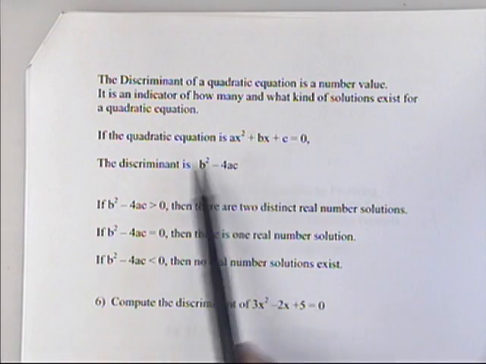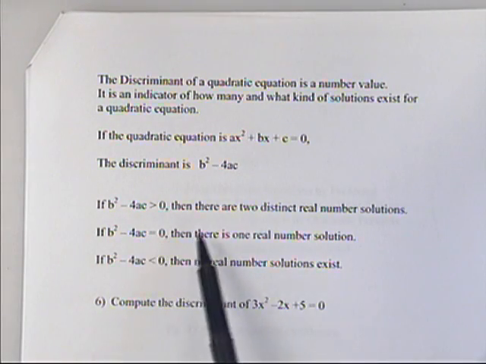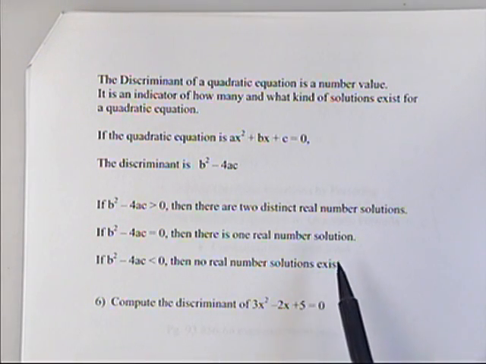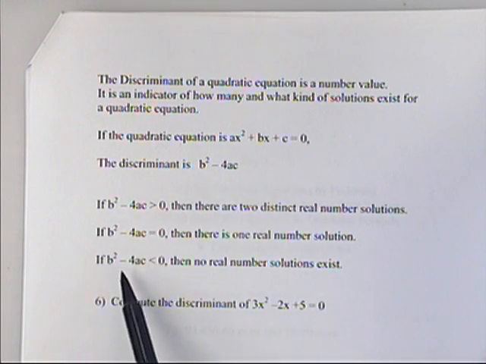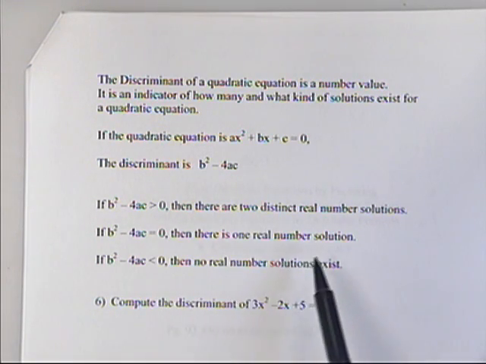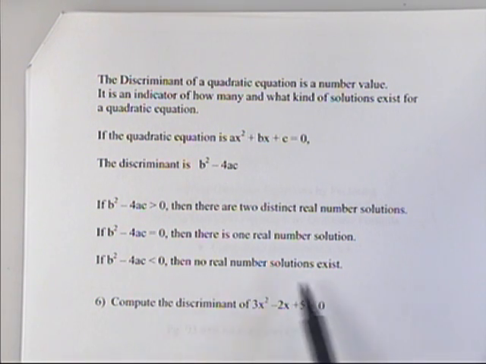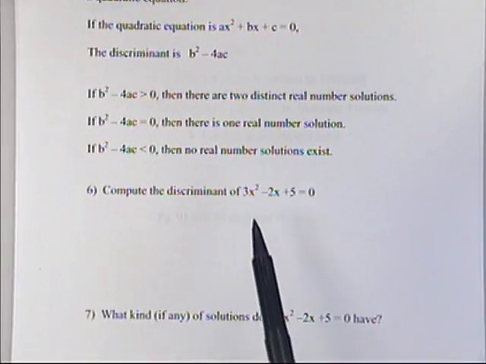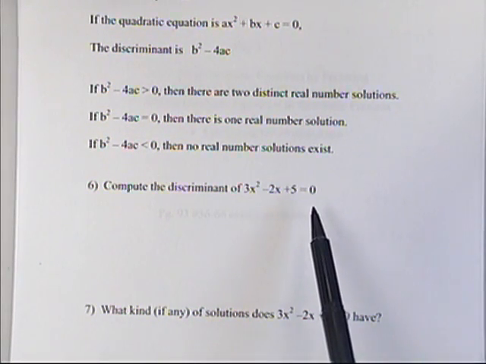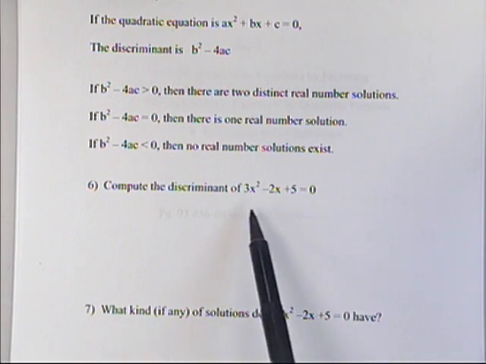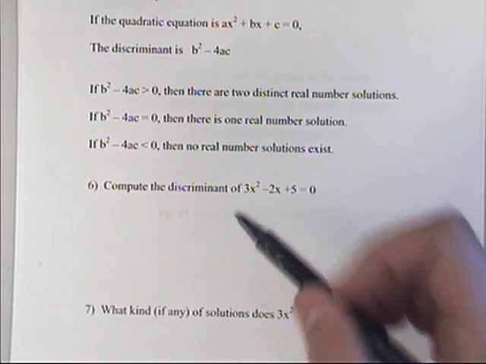And if that number is greater than 0, then there are 2 real number solutions. If that number is equal to 0, there is 1 real number solution. And if that number is less than 0, then there are no real number solutions. So let's compute the discriminant for this. Remember, as a quadratic, in order to use the quadratic formula, you have to have everything on one side and then equals 0 on the other.